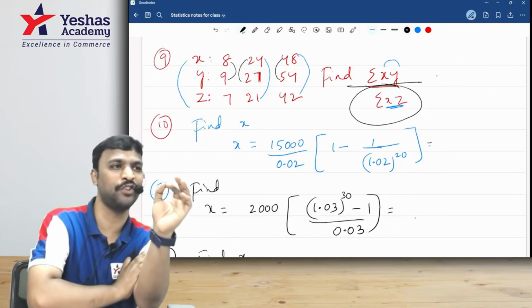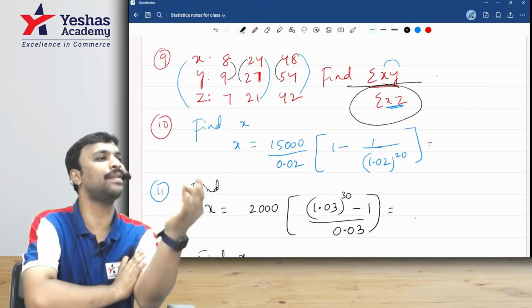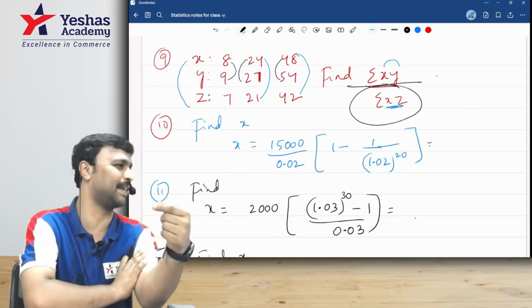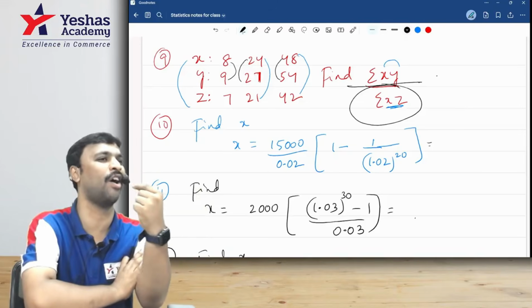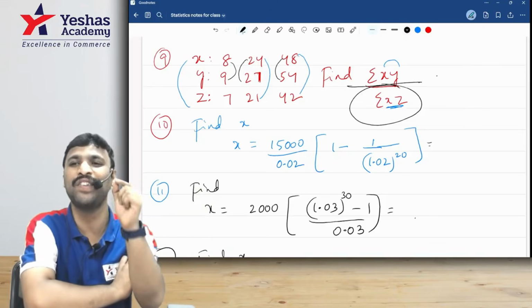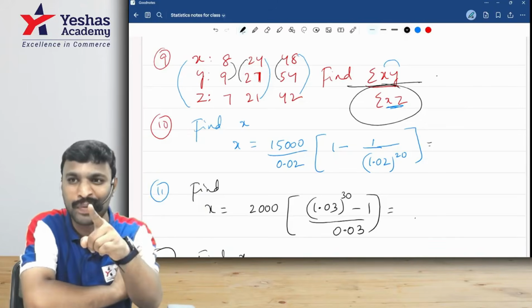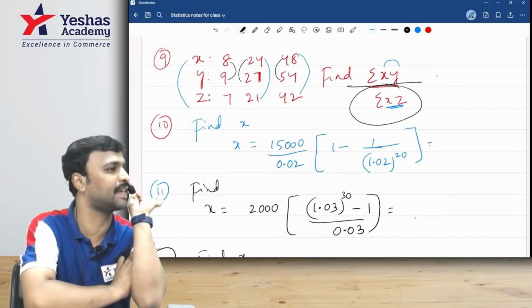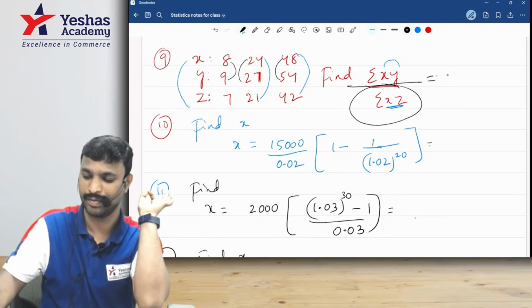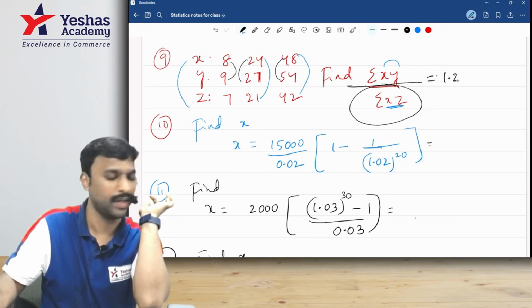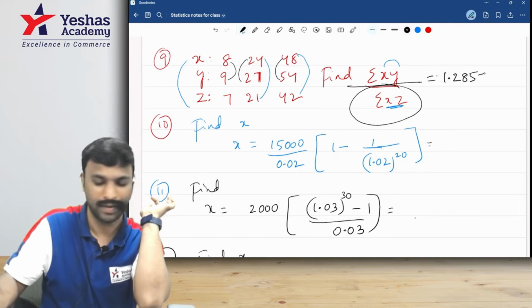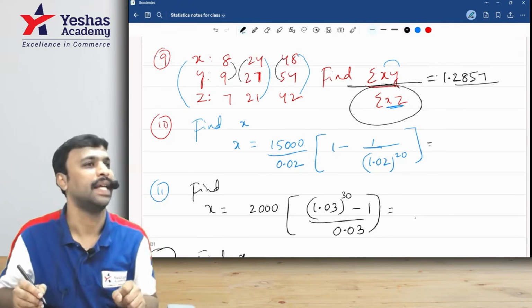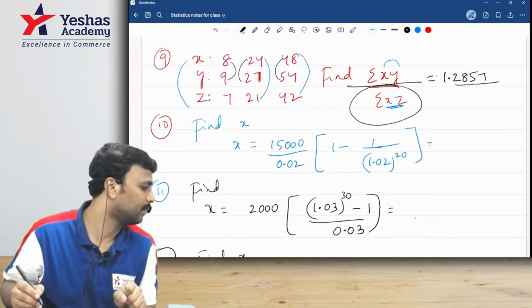Guys, I said if you remember, when you use the memory value to divide with something or multiply with something or to add with something, after pressing MRC, you have to press equals. Yes, sir. What is the answer? 1.2857. Is that clear, everybody?